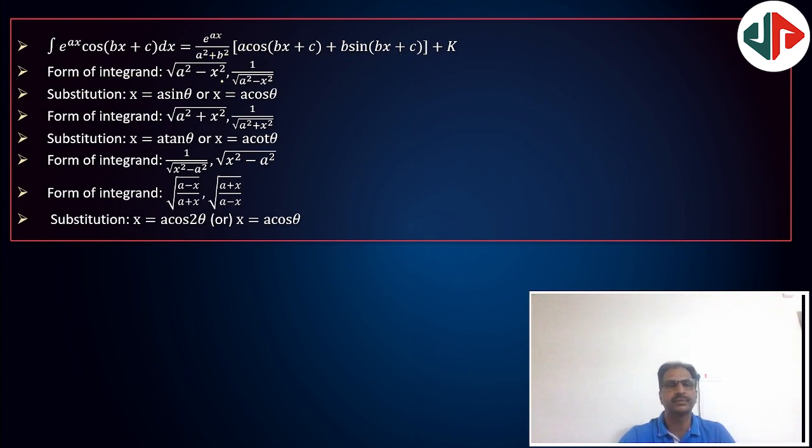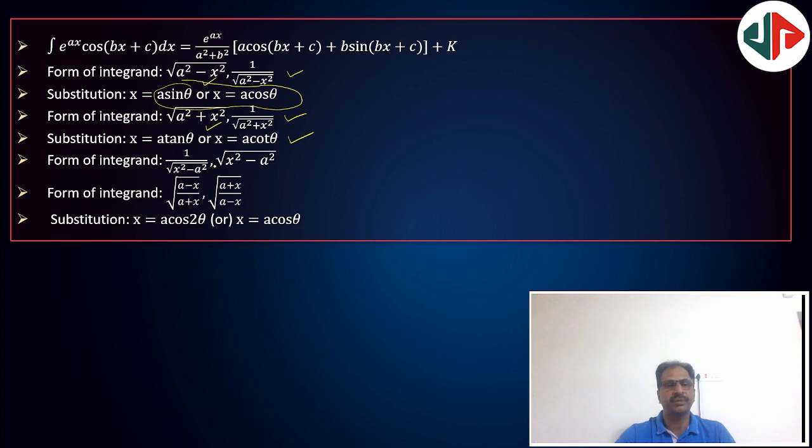Next is a very important point. If the integral contains root of a square minus x square or 1 by root of a square minus x square, put x is equal to a sin theta or a cos theta. When you have a square plus x square and 1 by root of a square plus x square, put x is equal to a tan theta or a cot theta.